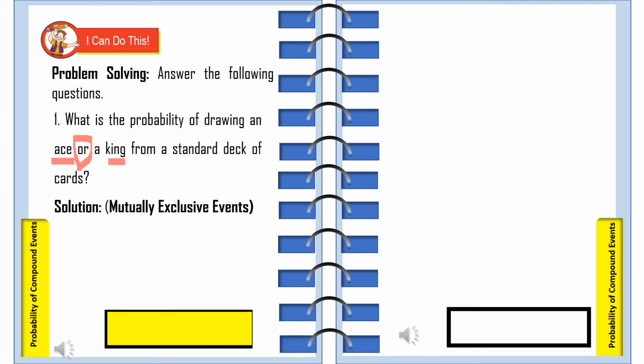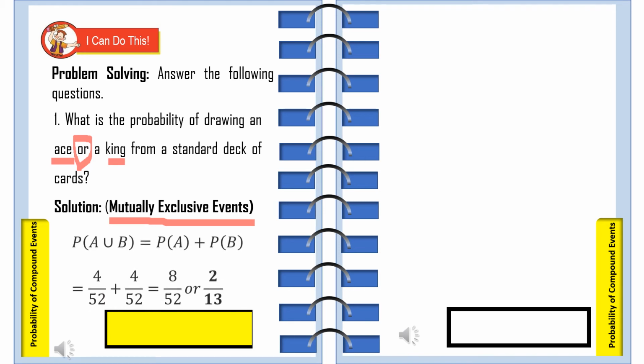So our solution here, first we start to identify what kind of events. Sa problem number 1, this is under mutually exclusive events. Bakit? Balikan lang natin yung kanyang definition. Pag mutually exclusive events, no common elements. So, wala silang common elements. Kung titingnan natin, meron ba kayong nakitang card na ace at saka king na magkasama sa isang card? Okay, the answer is no, wala. Therefore, they don't have common elements. Kaya ito is under mutually exclusive events.